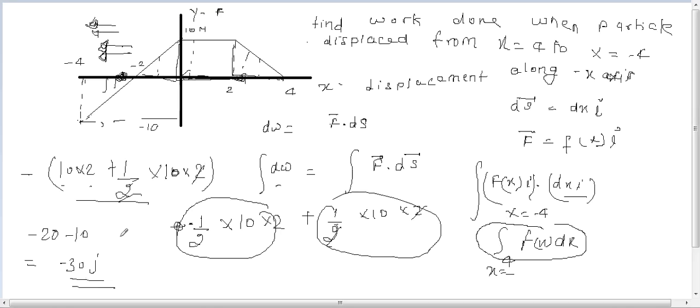So this is the work done by this force in this whole system. Solving a question by graph is quite simple, but you should be careful, otherwise you make mistakes.